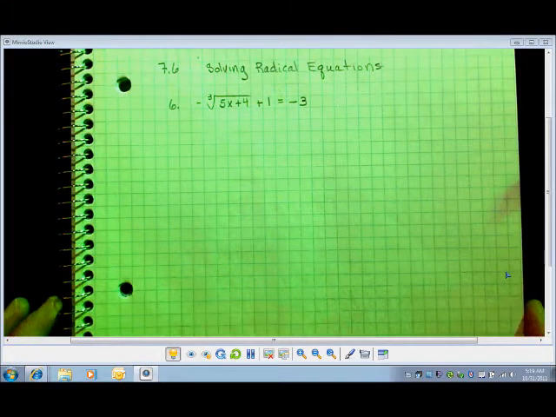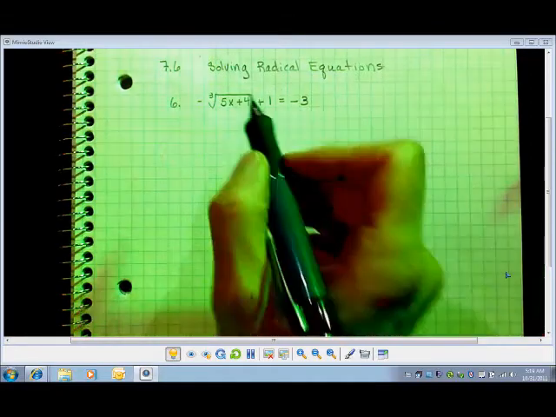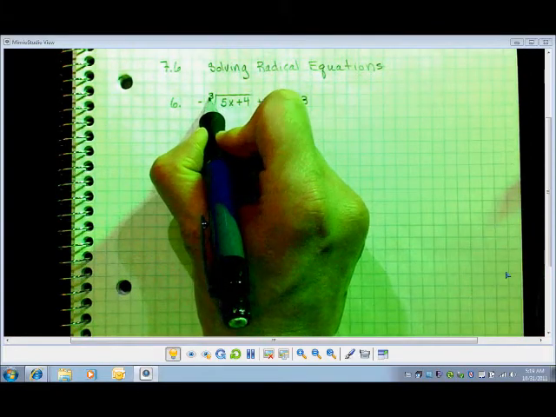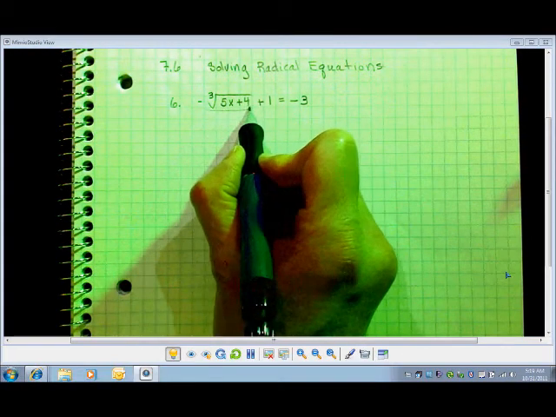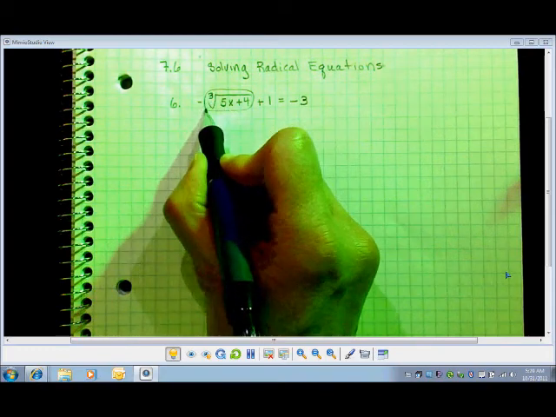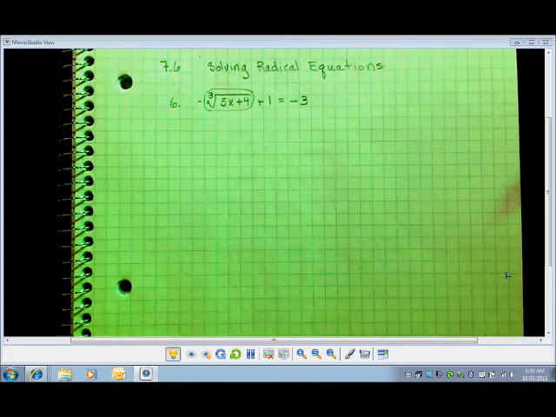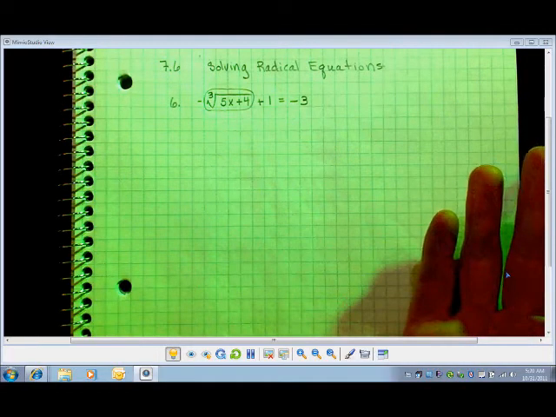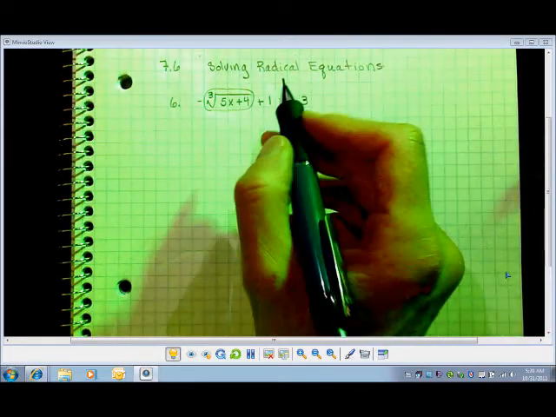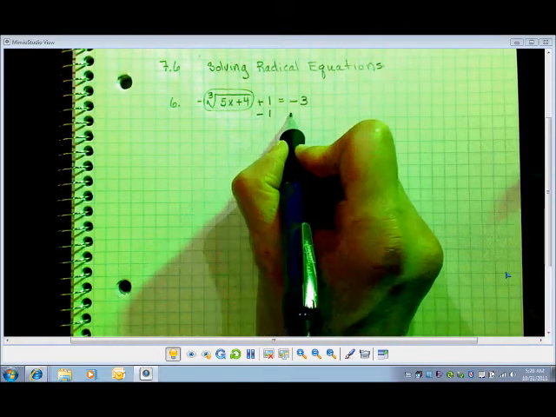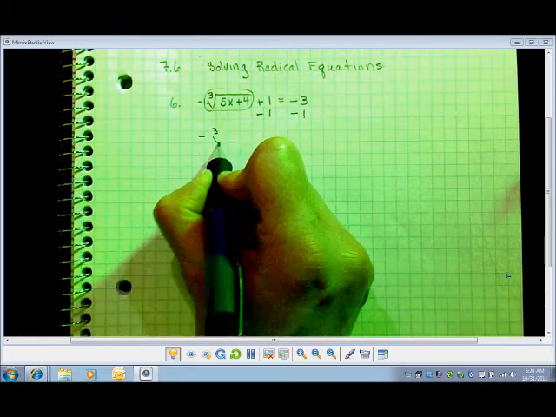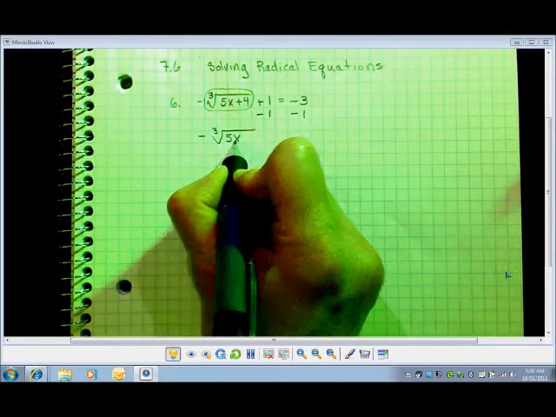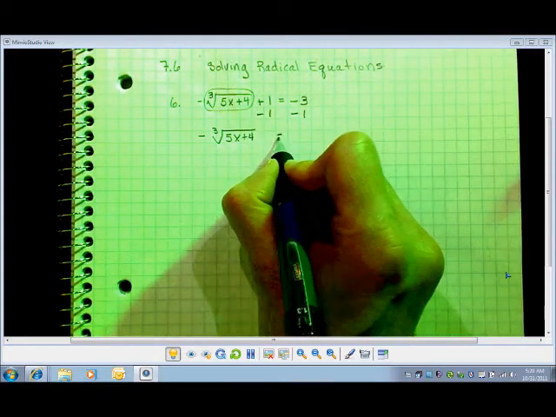I need to solve for x, and in this case I have a radical equation. So my goal in solving this is, first I need to isolate my radical. I need to get that by itself. In order for me to do this, I'm going to treat that just like I would any other variable. So I'm going to subtract my 1 from both sides, which gives me negative cubed root of 5x plus 4, which equals negative 4.